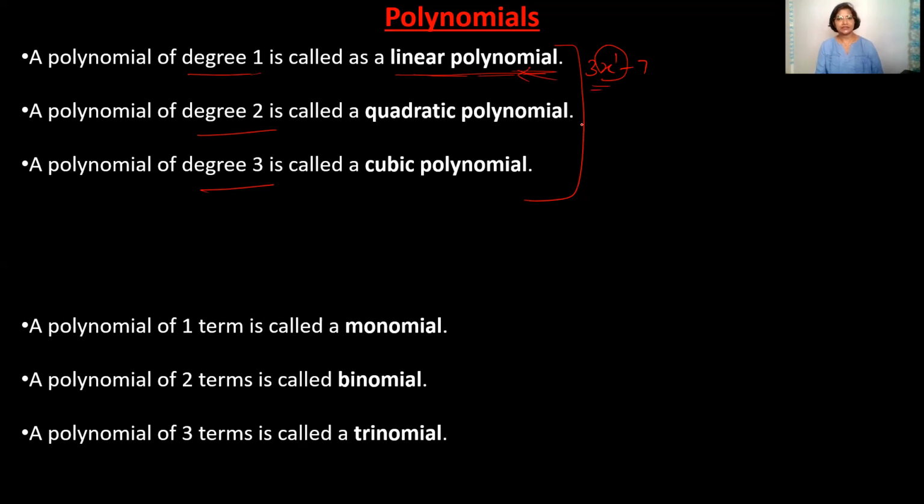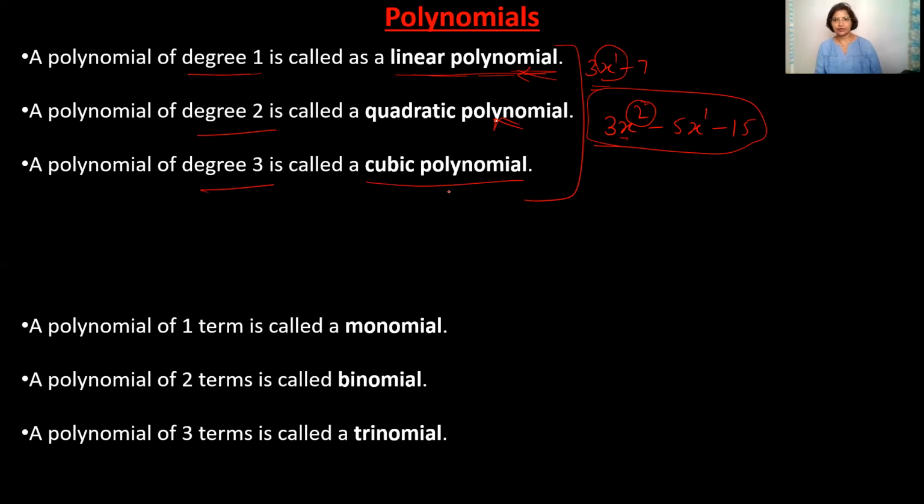And a polynomial of degree 2 is called a quadratic polynomial. Okay, so 3x square, I always take 3, but you can take any coefficient, no matter what, 5x minus 15. Here the highest degree is 2. Here the degree is 1, so the highest degree is 2. So this polynomial expression is a quadratic polynomial, you can say.